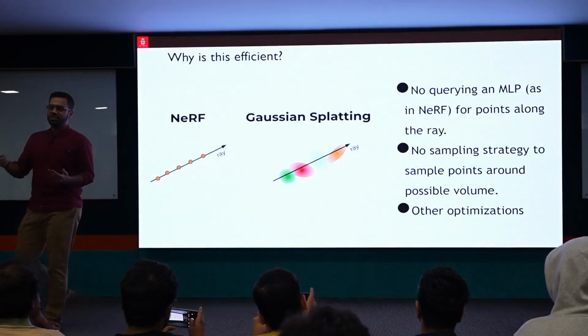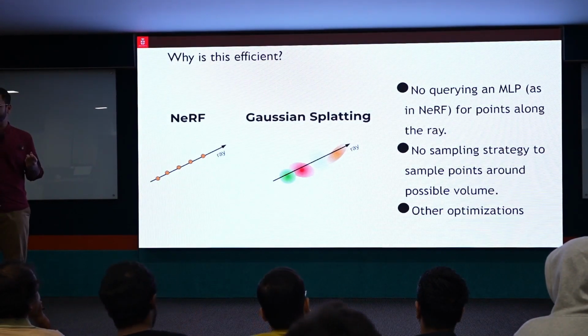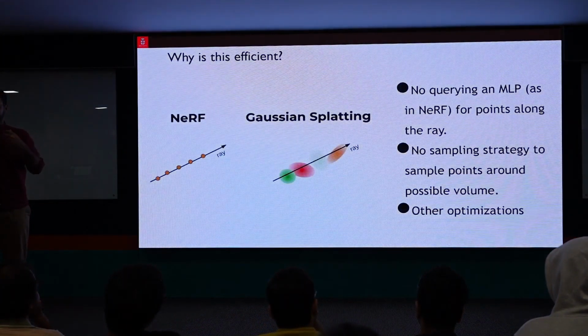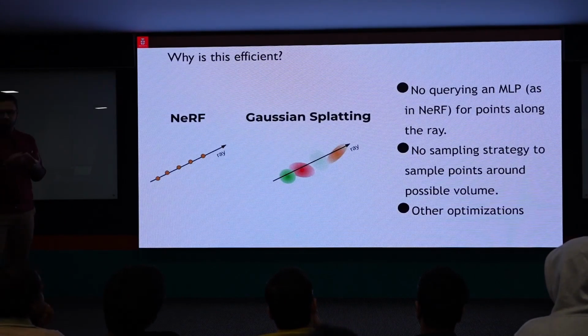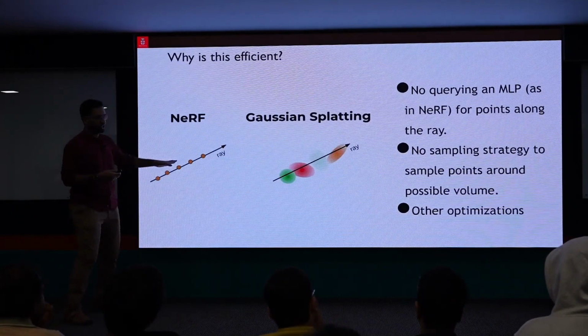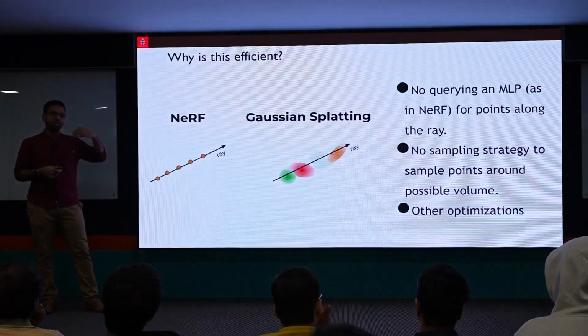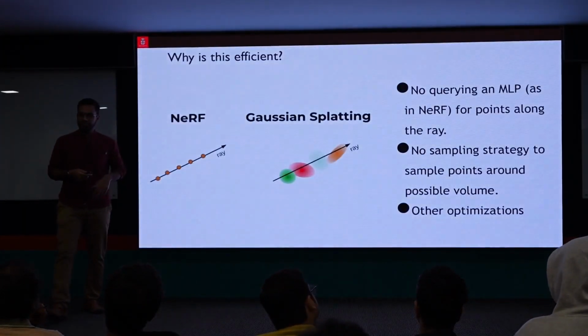Okay, so the advantage here is that you don't have to query the MLP every single time. You just find all the Gaussians that are nearby, splat them, and figure out what the value of the blended whole thing should be. So it's much more efficient than NeRF doing this kind of splatting. It's sparser, it's also analytical, so you can compute these things very, very easily.